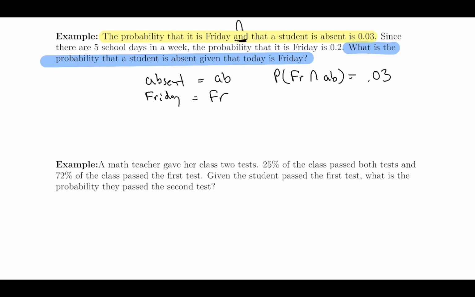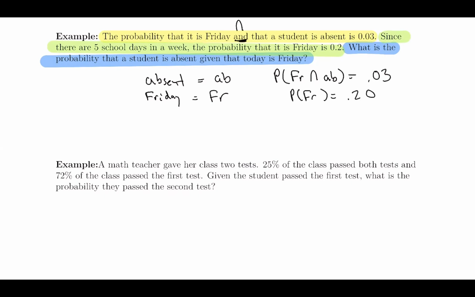Okay, so let's look at the second sentence. So let me do this in neon green. So the second sentence says, since there are 5 school days in a week, the probability that it is Friday is 0.2. So in this part, did they mention anything about a student being absent? No. The only thing they mentioned is the probability that it is Friday. So that's why we're gonna say probability is Friday is equal to 0.2.